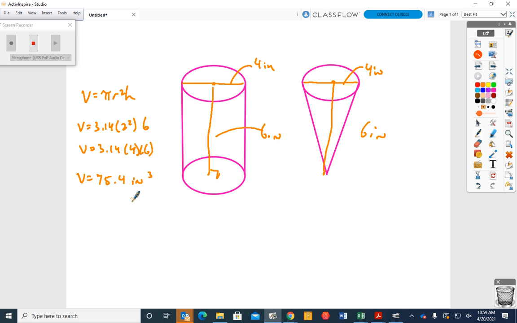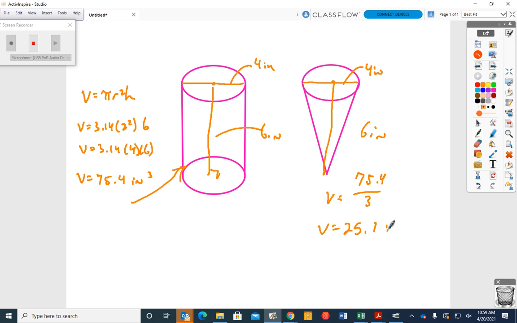Now let's find the volume of this one. Do I have to think about this for a second? Do you think I need to go through all these steps? What can I do? These numbers are the same, aren't they? So the volume of this is related to the same numbers, but I'm just going to divide it by 3. You can do the extra work if you want to, but you don't have to. I can take 75.4 and divide it by 3, and what do I get? About 25.1 inches cubed.